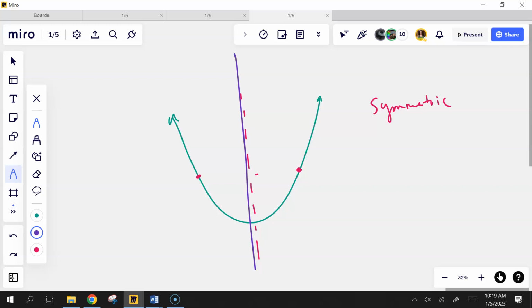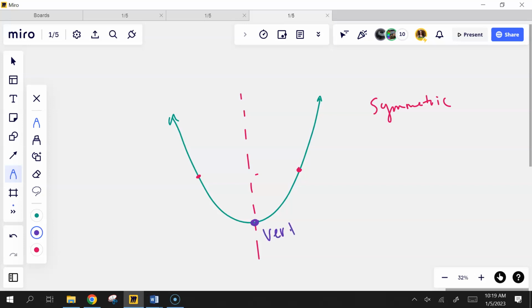Also notice that it bottoms out here, right? It has a very lowest point that it never, ever goes below. Do you know what that point is called? Vertex. Somebody said it. A vertex.